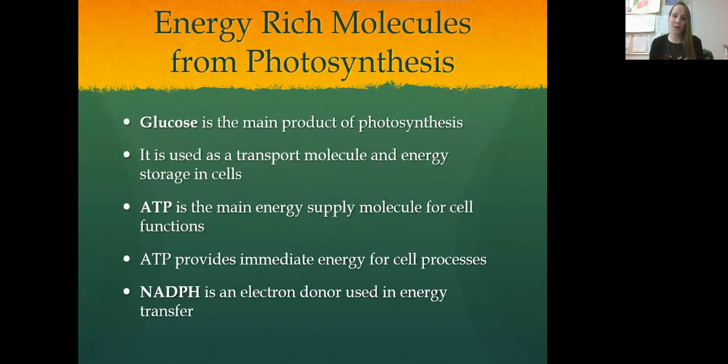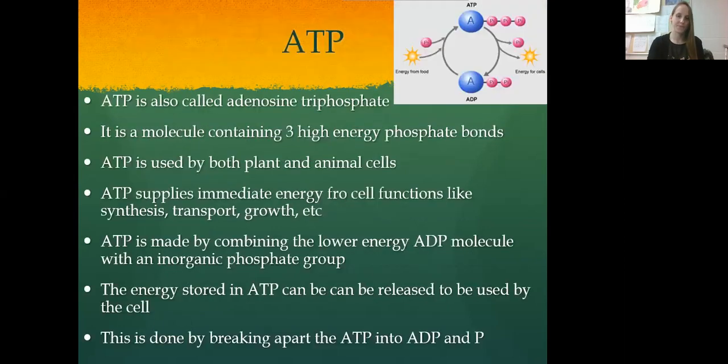So glucose is the main product of photosynthesis. It is used as a transport molecule and, most importantly, for energy storage. ATP is the main energy supply molecule for cell functions. ATP provides immediate energy for cell processes like cell transport. And then NADPH is an electron donor used in electron transfer.